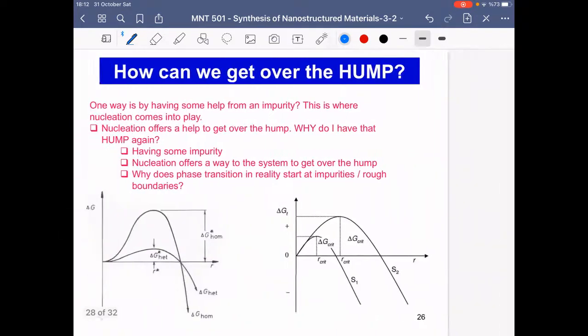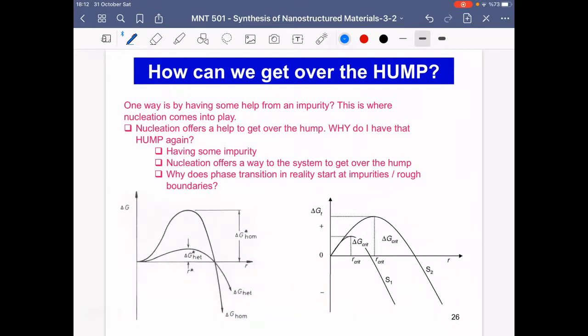So one way is by having some help from an impurity. And this is where nucleation comes into play. Nucleation offers help to get over the hump, and you know what I mean by getting over the hump now. This is my hump. Why do I have that hump again? It is a question that can be asked of you at some point. Why do I have it? I'm asking it to you now. I'm going to ask it in my live class if I remember, but why do I have this hump, and how can I lower it? Having some impurities, nucleation offers a way for the system to get over the hump.